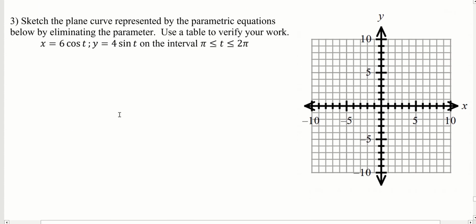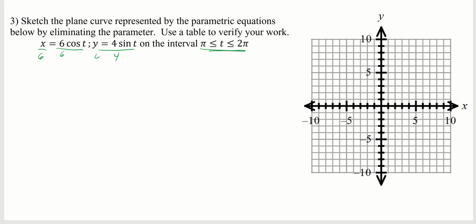Okay, all right, so number 3 here, it says sketch the plane curve represented by the parametric equations below by eliminating a parameter. Okay, use a table to verify your work. So this one's a little bit trickier, right? And if you look, we've got our interval set up. That kind of gives me a hint that maybe I'm dealing with radians and stuff like that, okay? And so what I can do is, or not solve, but let's try to isolate the t value.